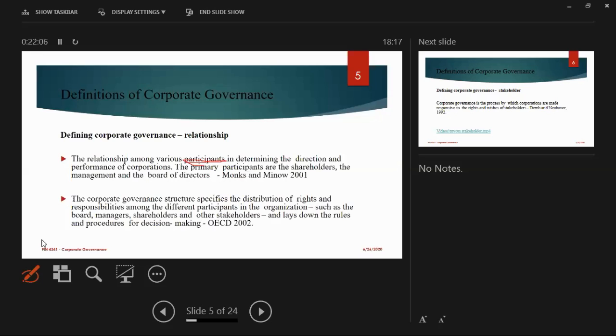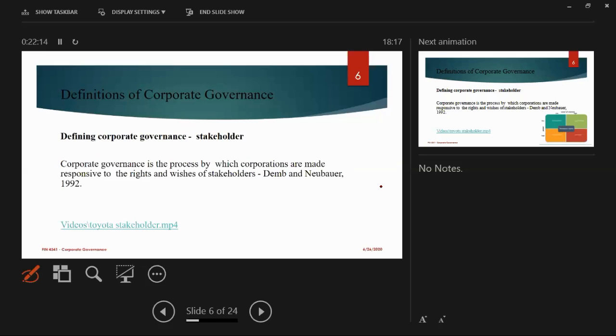Then moving forward, the next perspective, that is the stakeholder perspective. Now corporate governance as an activity, corporate governance as a relationship. Now we have come to the point that you suggested, that is stakeholders. They say corporate governance is the process by which the corporations are made responsive to the rights and wishes of stakeholders. අර වගේ තමයි. Rights and wishes. මුළු stakeholders ලා ඉන්න හැම stakeholder කෙනෙක්ගේම rights and wishes වලට අපි response කරන්නේ කොහොමද කියන. How you are responding to the rights and wishes of all the stakeholders.